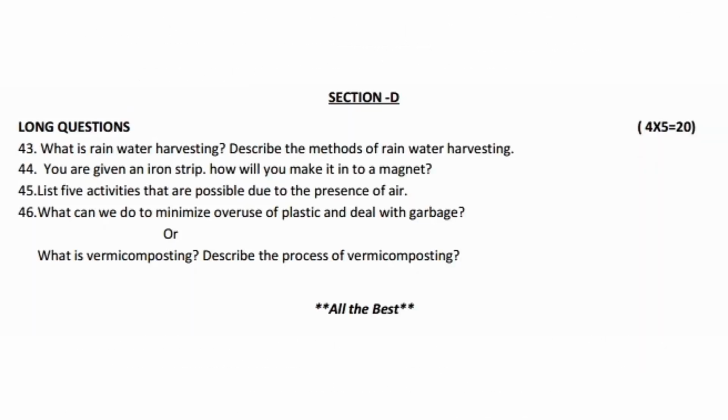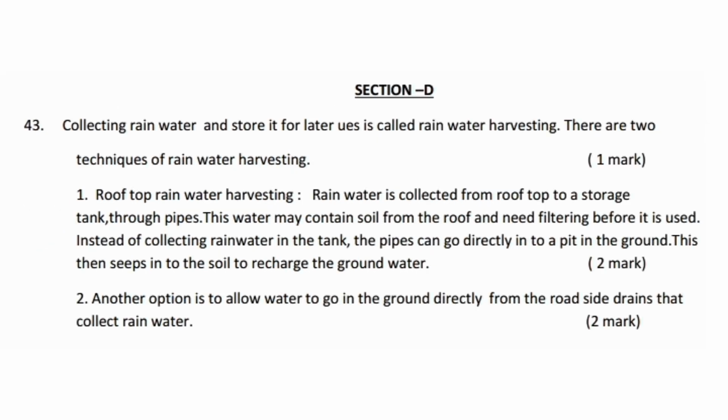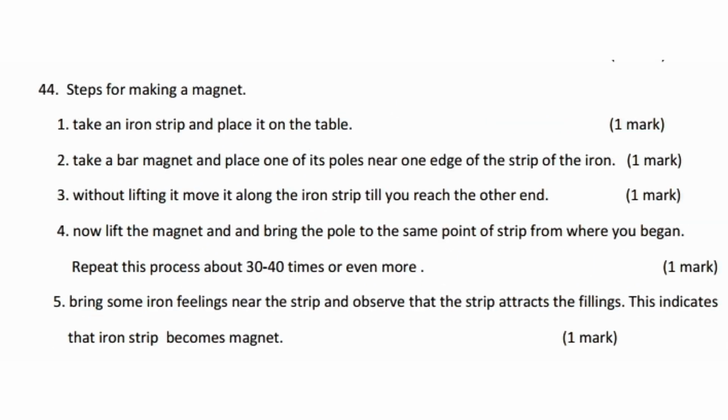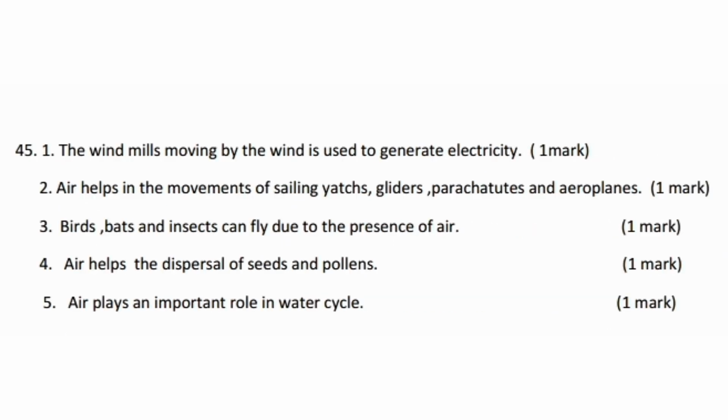And section D, first question, what is rainwater harvesting? This is the answer. Collect the rainwater and store it for later use, known as rainwater harvesting. 44. You are given an iron strip. How will you make it a magnet? So this is the answer. Then 45. List 5 activities that are possible due to the presence of air. And here is the answer.